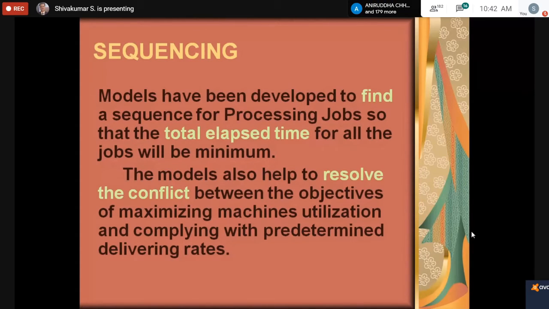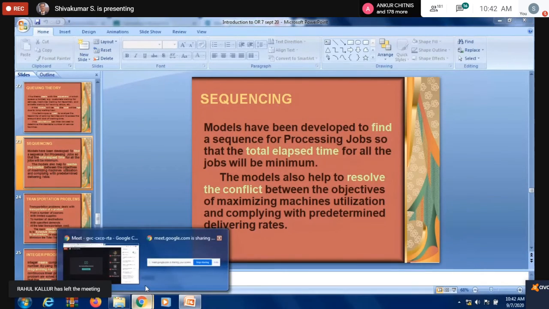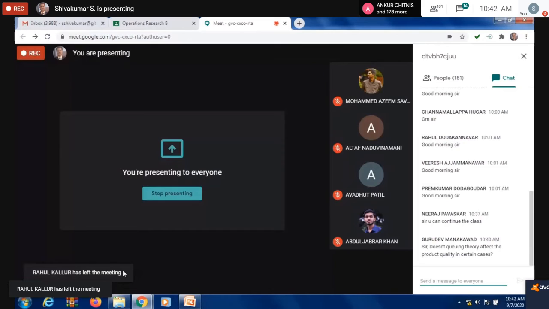We'll start at 11 o'clock once again. Please join once again. I think now we have only around how many students are there? 182 students are there as of now.